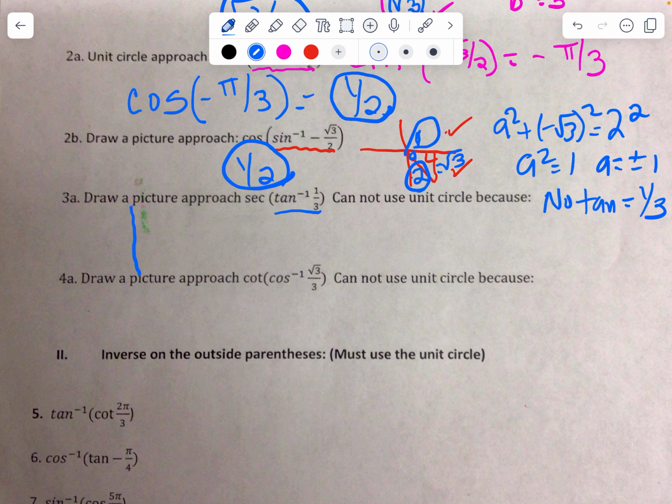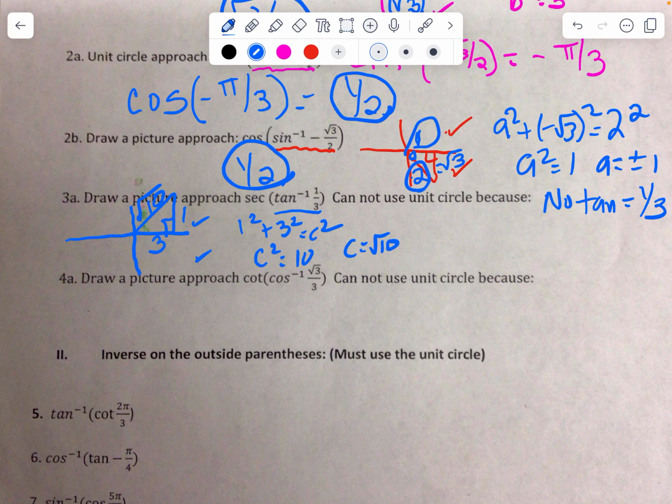We have no choice. So remember, tan inverse is defined in quadrants 1 and 4, but since the tangent is positive 1/3, it must be in quadrant 1, and tangent is opposite over adjacent. And then you do the Pythagorean theorem to find the hypotenuse. So you say 1 squared plus 3 squared equals c squared. C squared equals 10. So c is root 10. And remember, it's not plus or minus because your hypotenuse is never ever negative. So your hypotenuse is root 10.